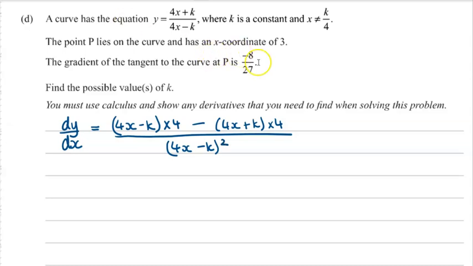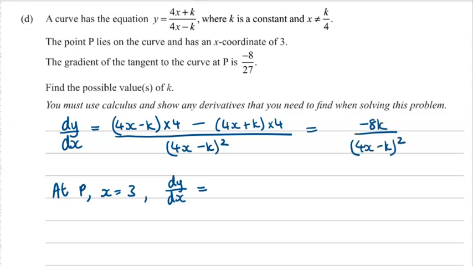And then we can put in the information that we've got here. So at P, x equals 3, and dy by dx, if we put x equals 3 into this, I'm going to tidy this up a bit first. That's easier. So we have minus 8k over 4 times (3 minus k) all squared, or let's change that to (12 minus k) squared. We're told that that gradient at that point is equal to minus 8 over 27.